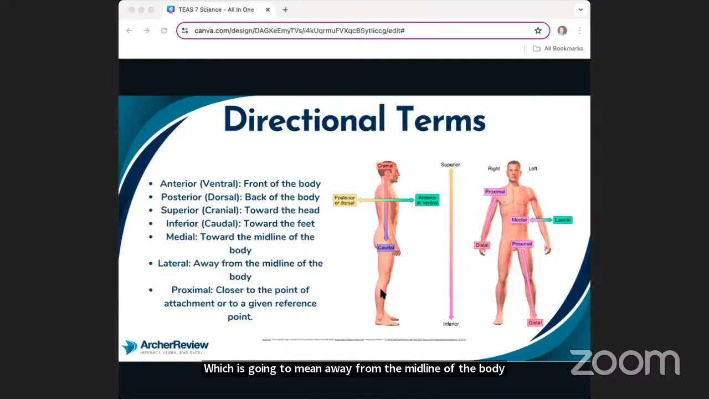And then our final set of directional terms, proximal versus distal. You can see on the figure here, proximal means closer to the point of attachment, whereas distal is farther away from the point of attachment.